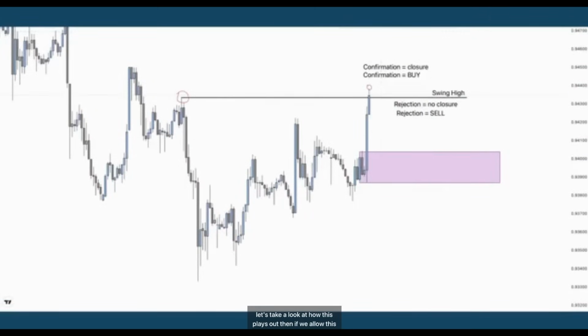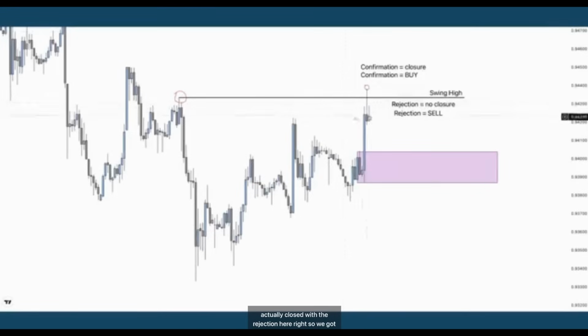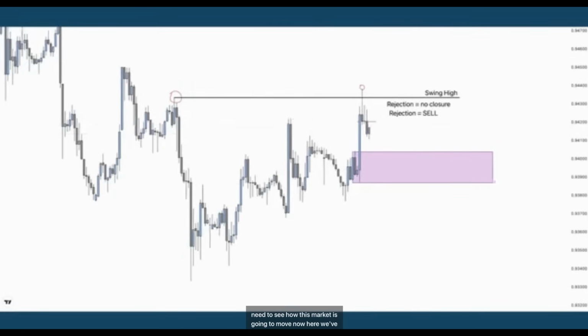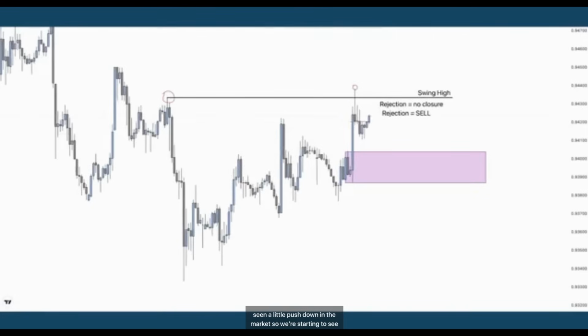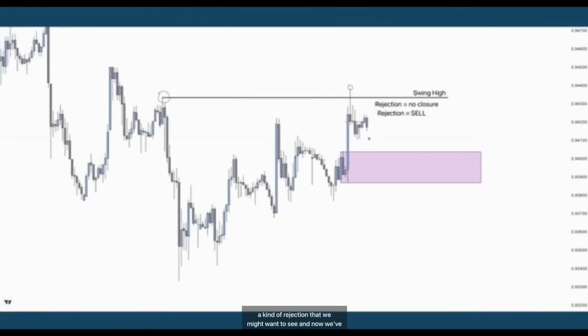If we allow this candle to close and the next one to open, we see that we've actually closed with a rejection here, right? So we got that rejection scenario that we're talking about. This is the point where the candle closed and a new one opened. The next candle has been slightly bullish so far with some rejections, but nothing is really locked in just yet. We need to see how this market is going to move. Now here we've seen a little push down in the market, so we're starting to see a kind of rejection that we might want to see.